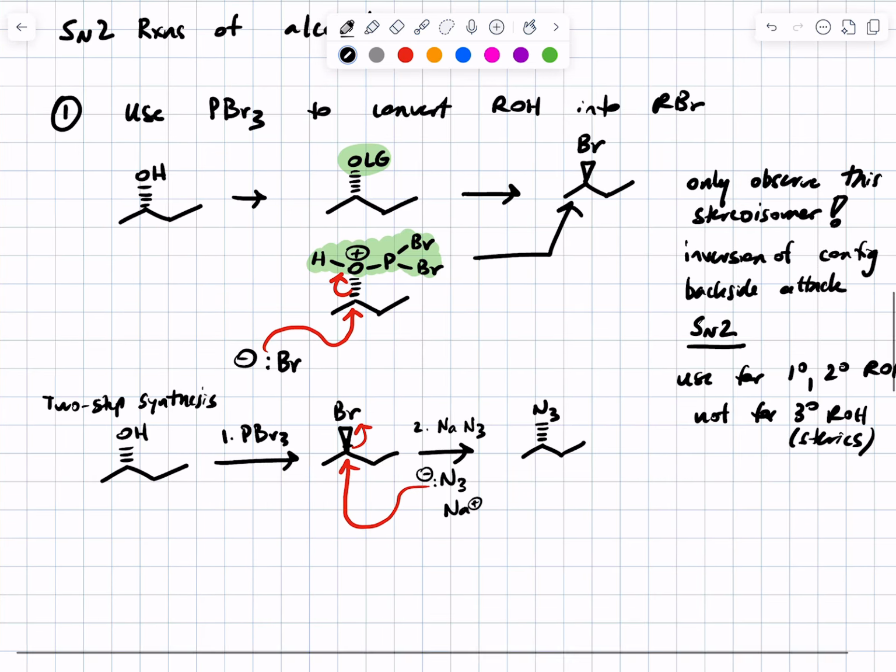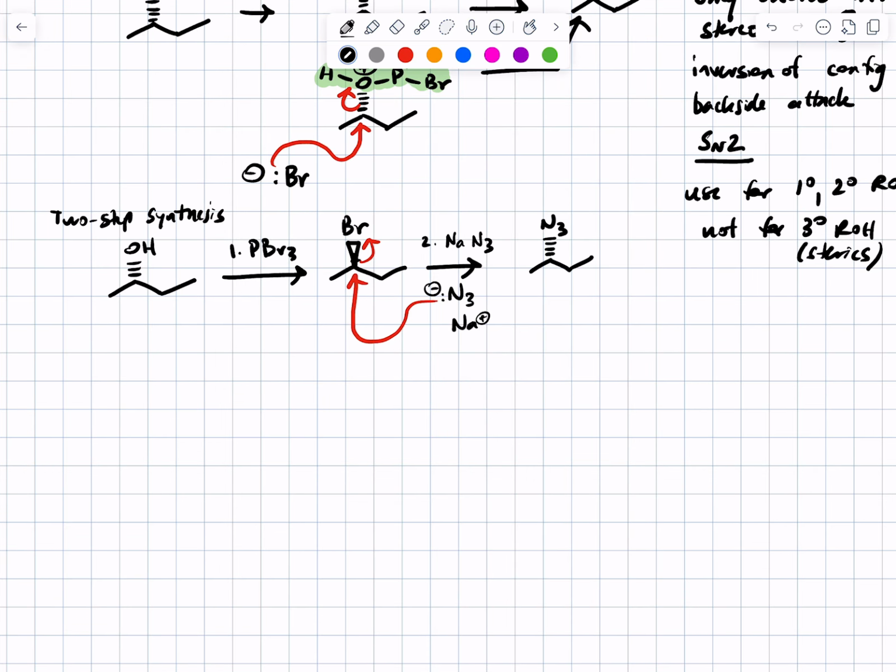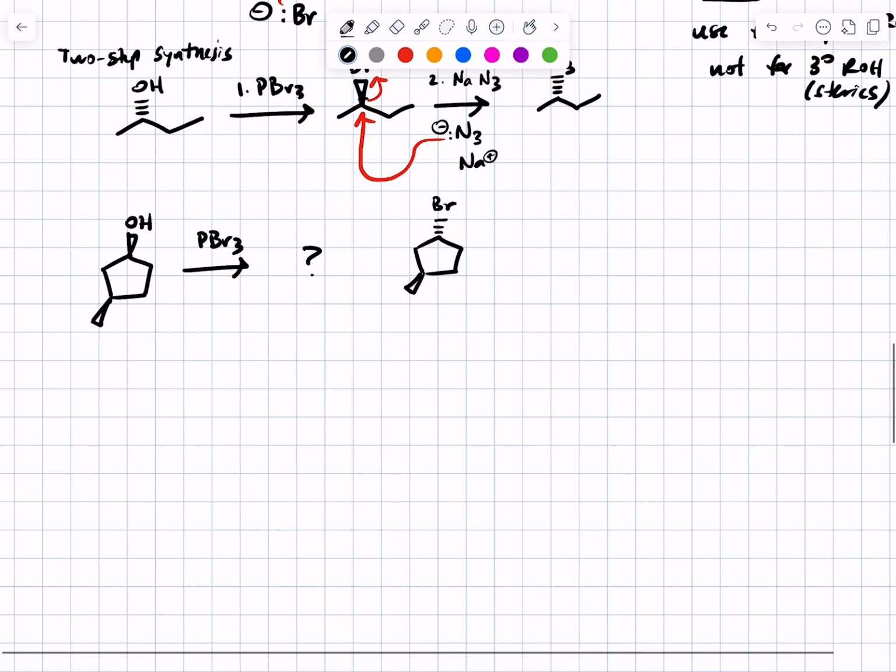So just to illustrate the three ways of thinking about a reaction, if I were to give you something like this and then show PBr3, you would need to be able to draw the product. And the right product, maybe on the back of your flashcard, would be something like this. You need to show inversion of configuration.